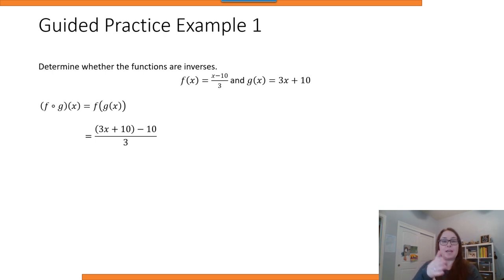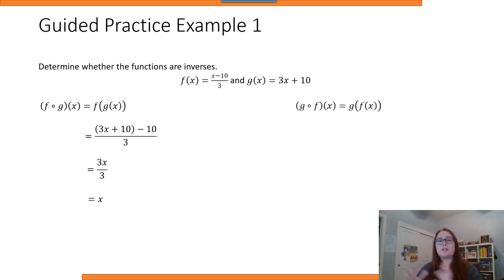And then I'm going to start simplifying this. So I can see I have 10 minus 10 in the numerator, so those will cancel out, and I end up with 3x over 3. And the 3's cancel as well, so I get just x. So this is looking good for these to be inverses of each other, but I do need to go and compose them in the other direction just to confirm that this is true.